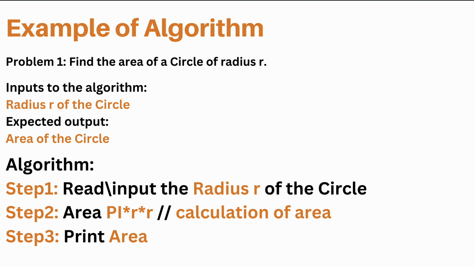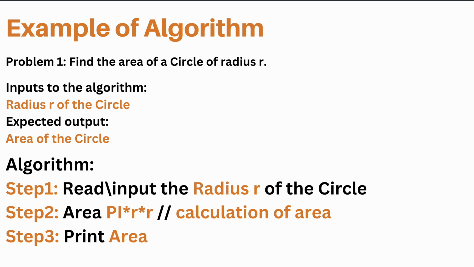Let's see some examples here. First is to find the area of a circle of radius r. So what is the input here? If I want to find the circle area, we first require the radius of the circle. And what is the expected output we are looking for? The area of the circle.